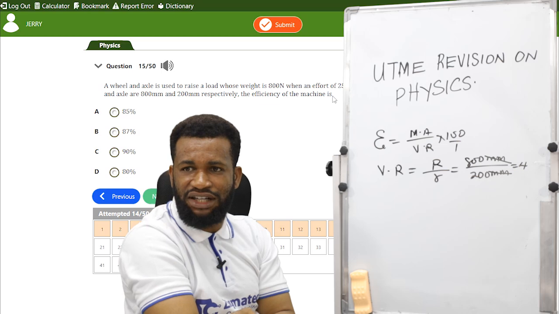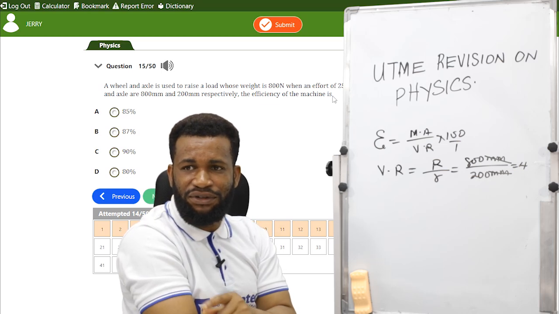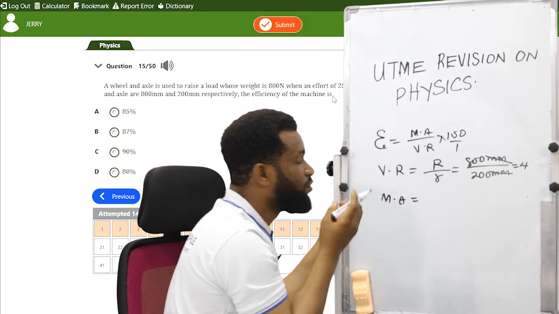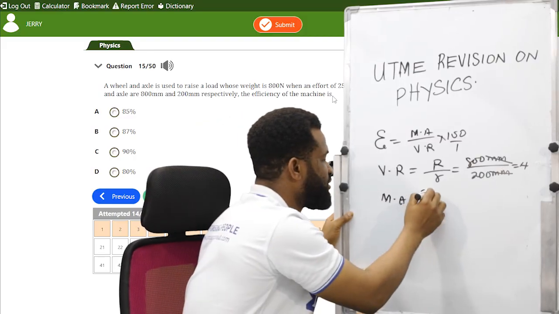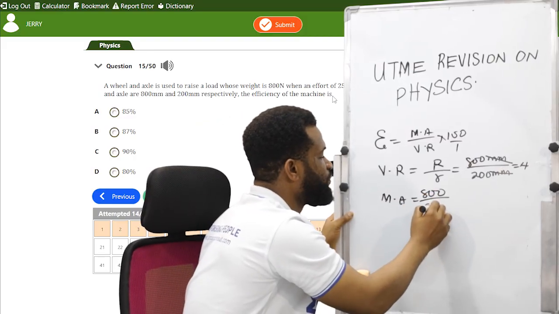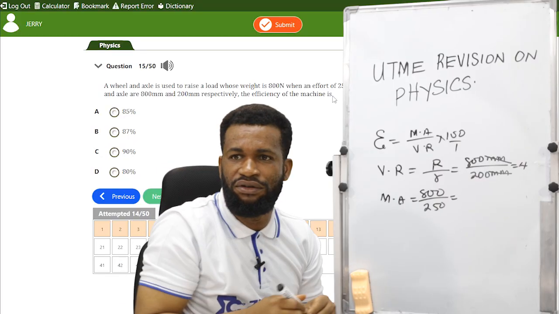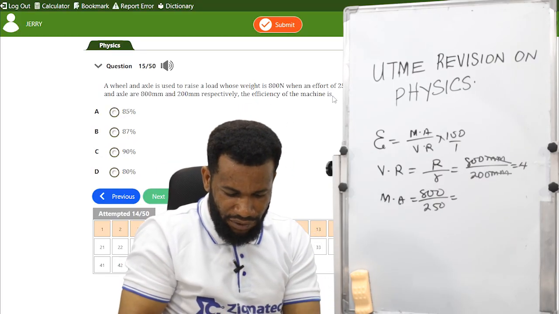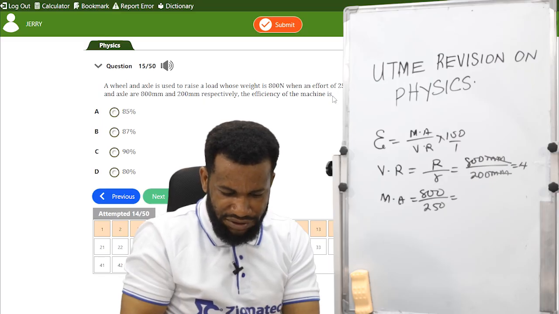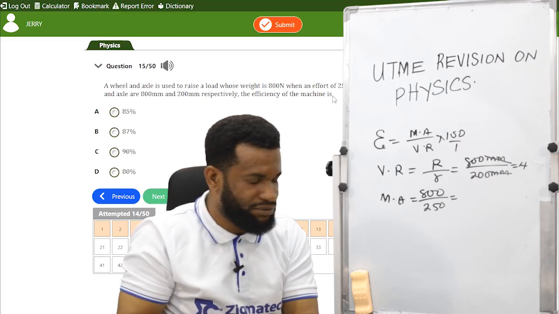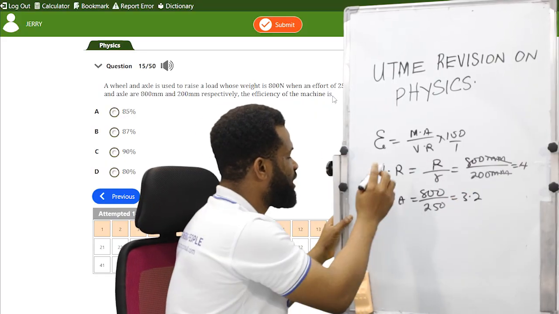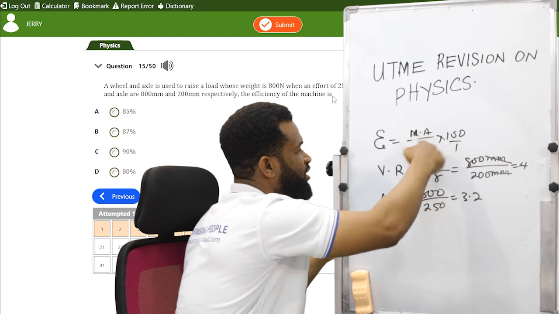So what is my mechanical advantage? Now the weight is 800 Newton and the effort is 250. So mechanical advantage is also load over effort, and the load is 800 and the effort is 250. So when the two of them divide, 800 divided by 250, I'll have 3.2. Therefore, I will substitute these values in this expression.